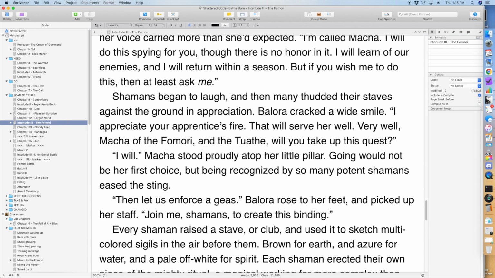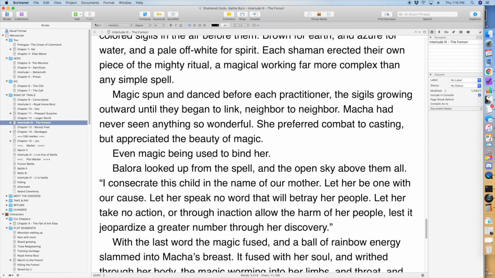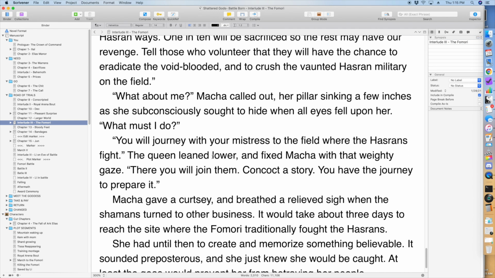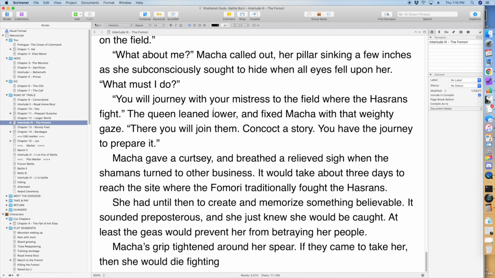Almost done scrolling through this. Scrolling to the bottom. Okay. There, so you can see that's that chapter. And you can also see over here that the novel is coming along really nicely. So we're making all sorts of progress. I think we passed 50,000 words today.